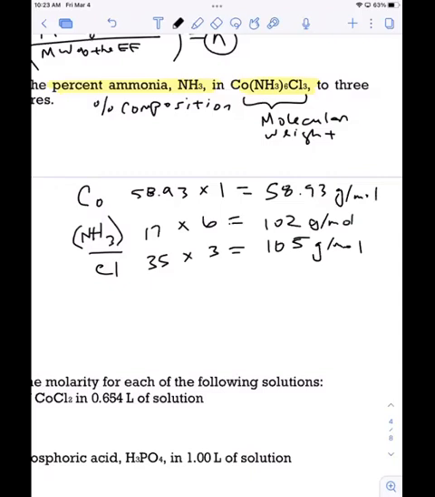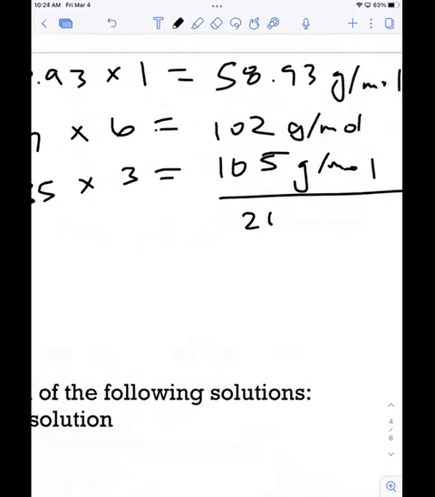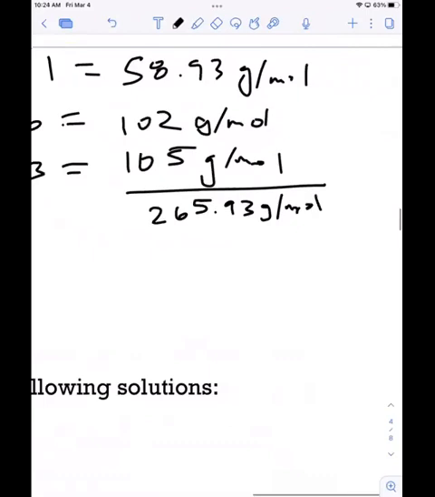Once we get that, we can go back and do the percentages. 58.93 plus 102 plus 105. Anybody got it? I got 265.93 grams per mole. Good, excellent.